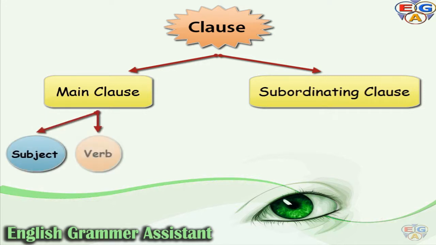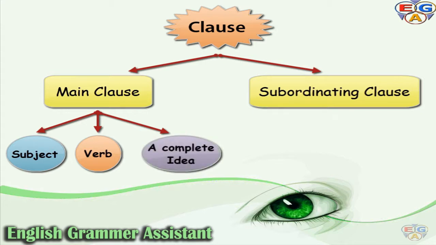The main clause consists primarily of a subject and verb as main parts, and it can be formed according to one of the 17 different configurations we described in the previous video. It must also express a complete idea.